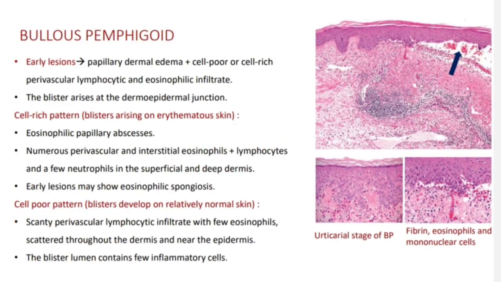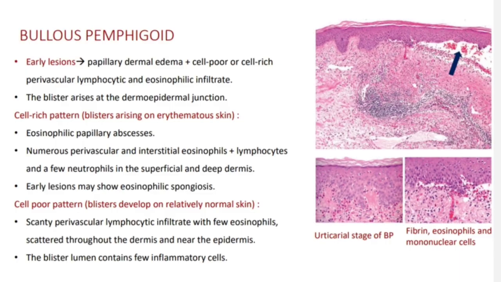Coming to subepidermal blistering disorders, first is bullous pemphigoid. The histopathological finding here also depends on the age of the lesion. Early lesions may show papillary dermal edema with cell poor or cell rich perivascular lymphocytic and eosinophilic infiltrate. The blister here arises at the dermo-epidermal junction. So it shows two distinct patterns, which may be cell rich or cell poor.